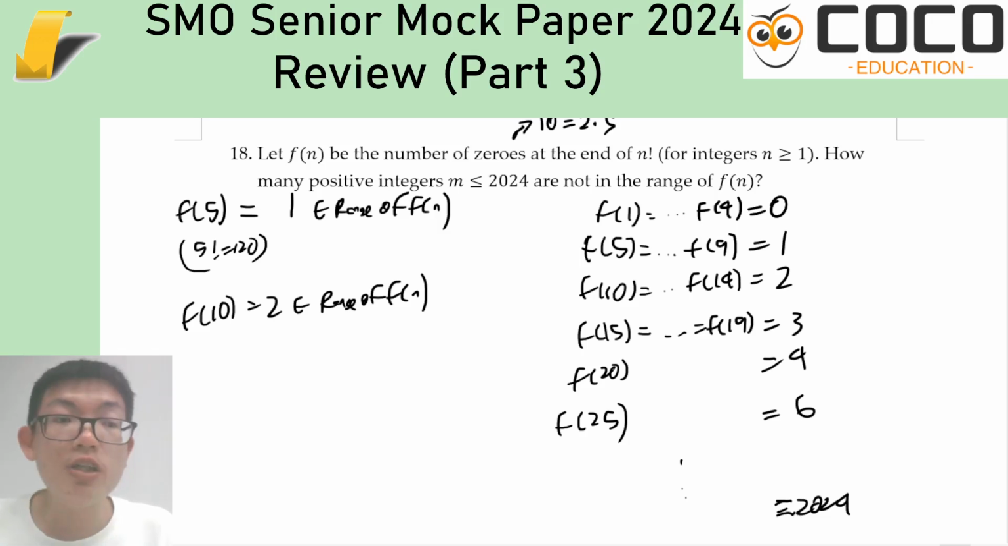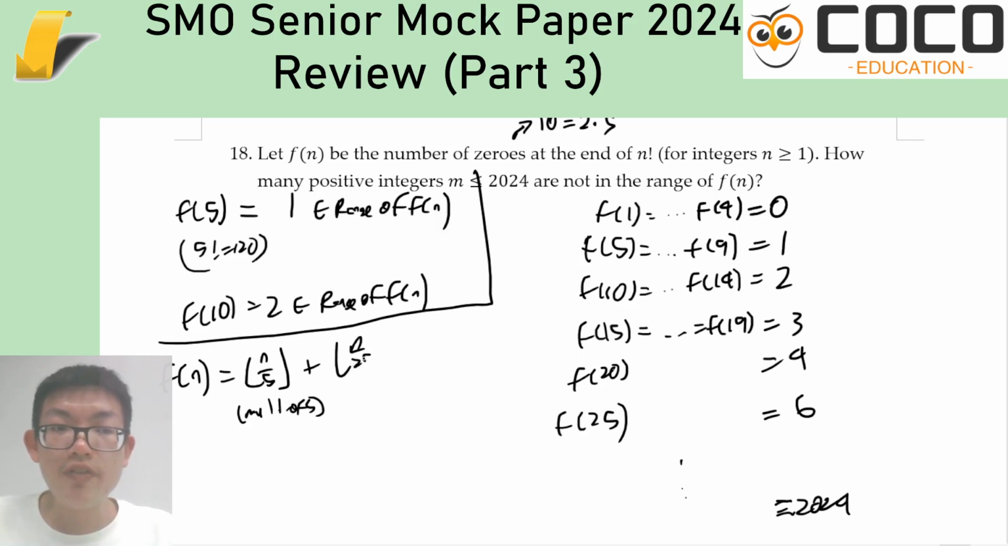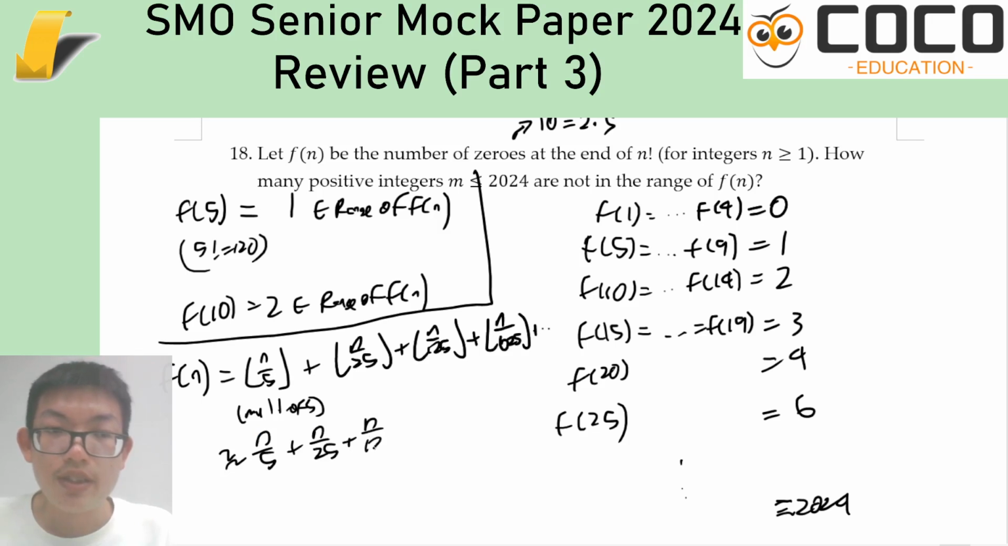Now, this is where we talk about how Fn actually works. Fn is counting the number of zeros. We have mentioned how the logic works. In general, the number of multiples of 5 is floor of n over 5, and then floor of n over 25, n over 125, and n over 625, and so on. This is the meaning of Fn. I can estimate this using a geometric series. Now this is an estimation for what purpose? We're going to see in a while.